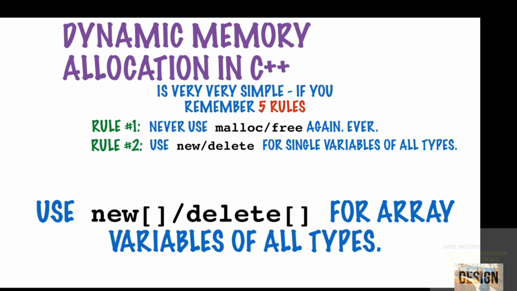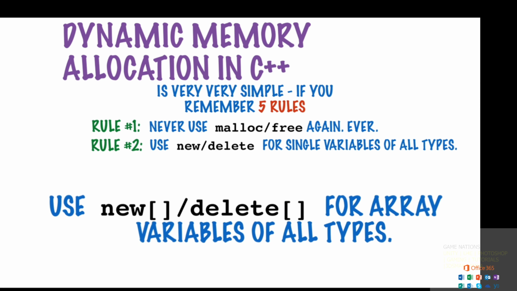This is extremely important because the way arrays get allocated memory and the way single data types, a single integer, a single complex number class, etc., get allocated memory is completely different. So use new with square brackets and delete with square brackets when dealing with arrays. That was rule number 3.